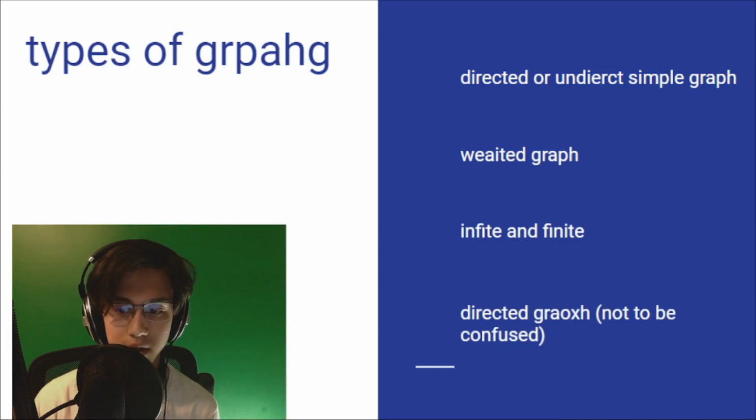Directed graphs, not to be confused with undirected graphs, is when the edges have flow, like arrows in a flowchart. This is a graph.